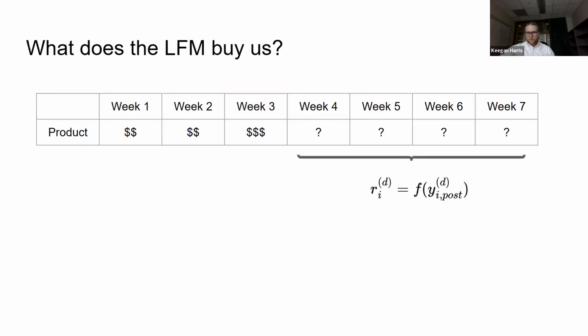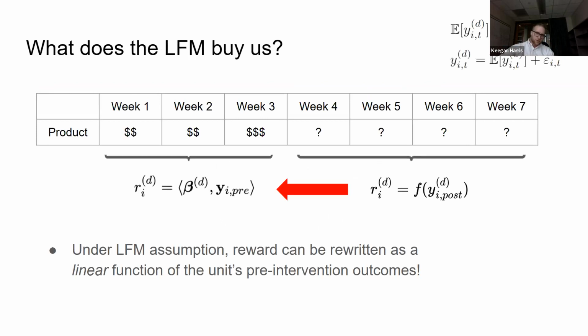So you might ask, what is this latent factor model buying us? Well, initially, a reward is just some possibly arbitrary function of the post-intervention outcomes, which you don't get to observe until after you have assigned an intervention. But using our latent factor model, you can actually show that you can rewrite the principal's reward, which to keep in mind could be maximizing revenue, as some linear function of the unit's pre-intervention outcomes. And this is important because you observe the pre-intervention outcomes before a decision is made about which intervention to assign to a particular unit.